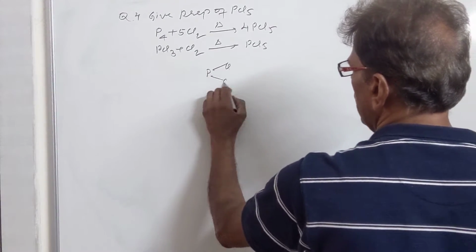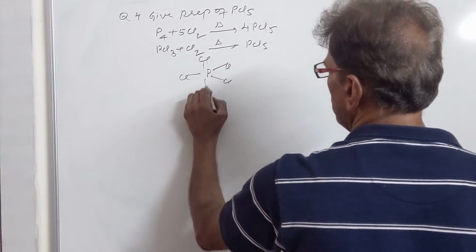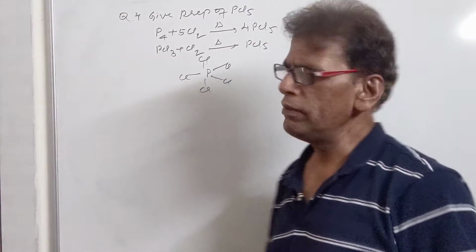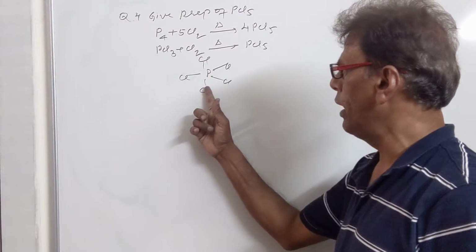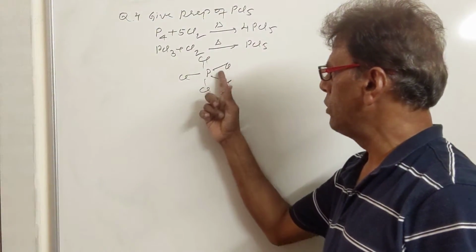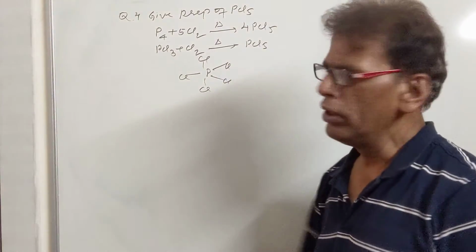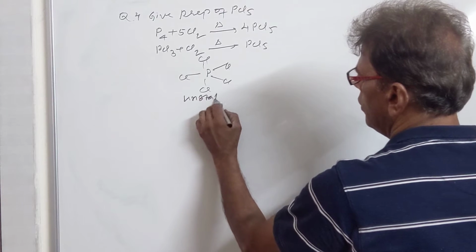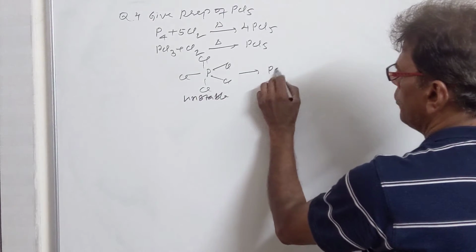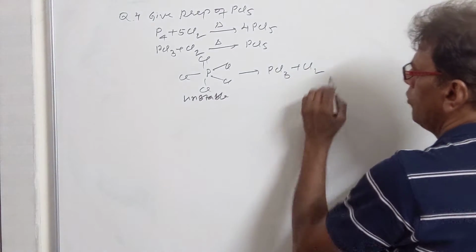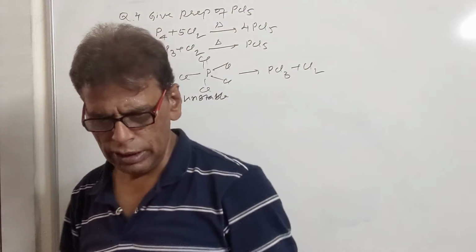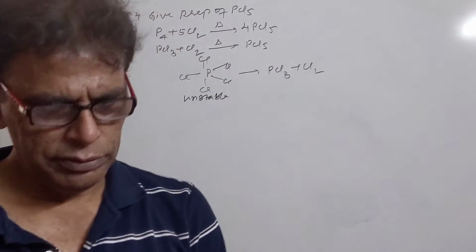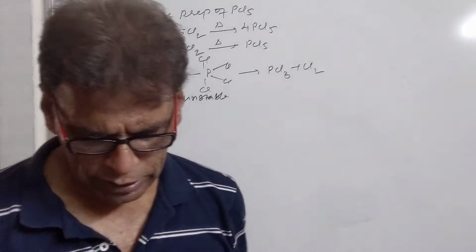Structure of PCl5 is trigonal bipyramid. Since the repulsive interaction between these axial chlorine bond pairs and equatorial bond pairs is more, therefore this molecule is unstable and easily breaks up to give you PCl3 plus Cl2. So these are the preparation of PCl5. They are done by two methods.